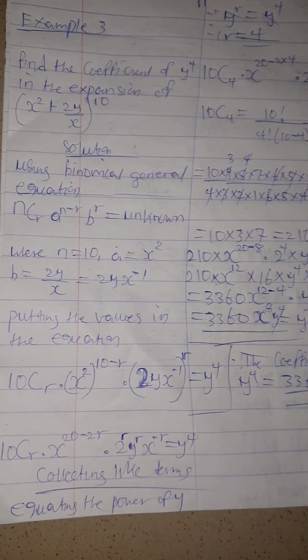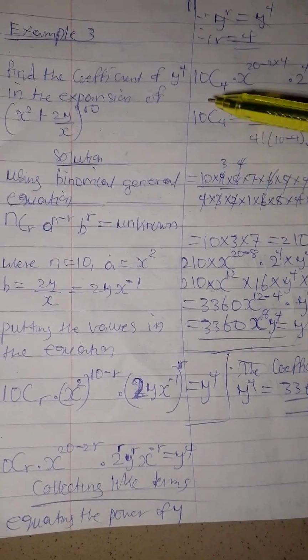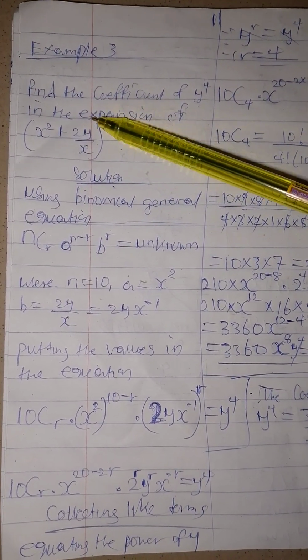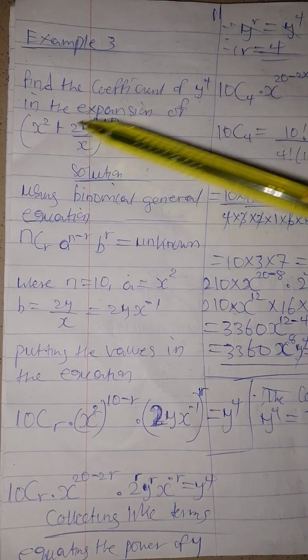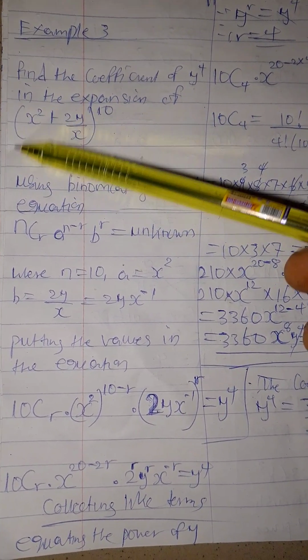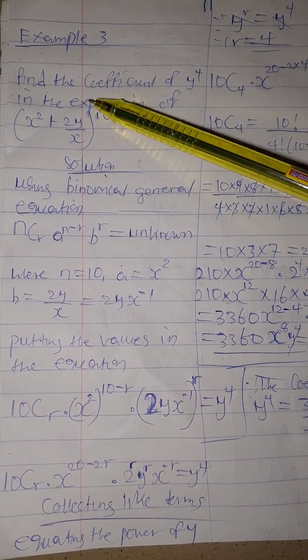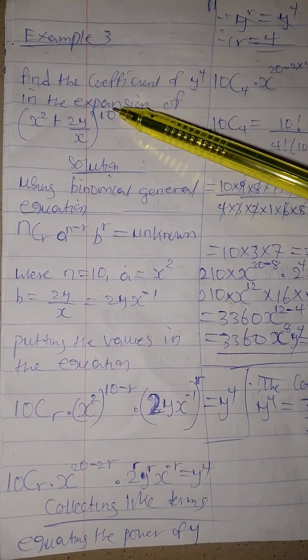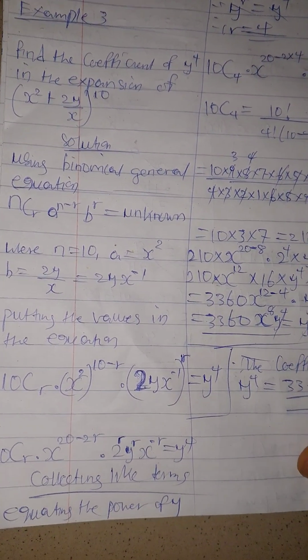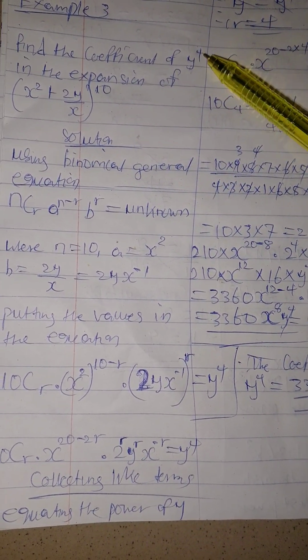So I have question number 3. Question number 3 states that we have to find the coefficient of y to the power 4 in the expansion of bracket x squared plus 2y all over x bracket raised to power 10. Solution. To solve this we have to find the coefficient of y raised to power 4, right?